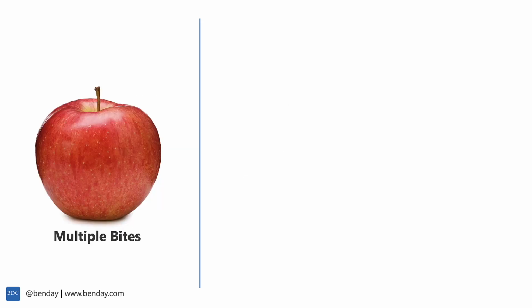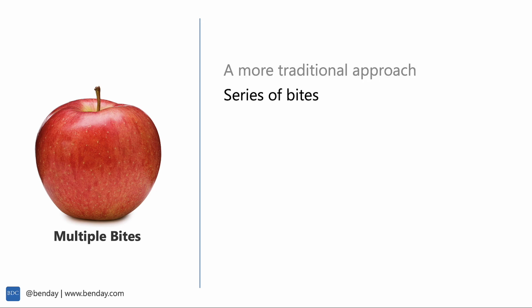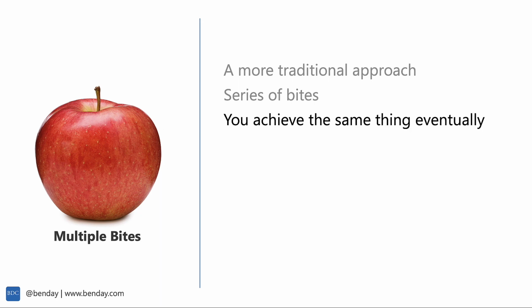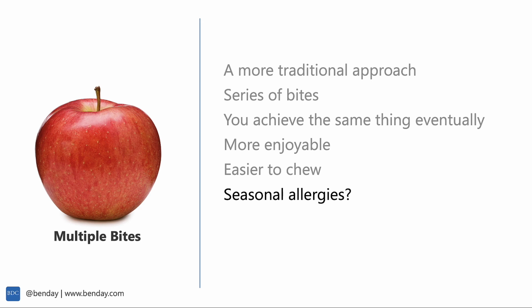Another technique for apple consumption is multiple bites. This is commonly referred to as the more traditional approach, where you take that apple and you take a series of bites off of it and you achieve the same thing eventually, that thing being an eaten and consumed apple. And doing it this way is generally thought of as more enjoyable. It's a heck of a lot easier to chew. And if you've got that seasonal allergy problem, it's a lot easier to consume because you can probably eat and breathe at the same time.